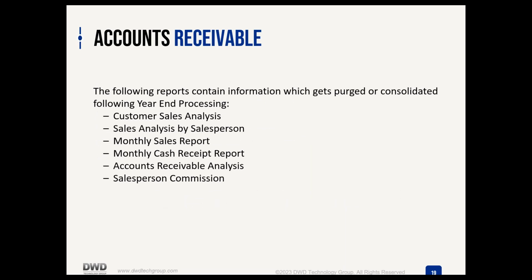These are some reports that might get clipped, if you will, once we do a period end processing, and especially at a year end processing. So the customer sales analysis reports, the sales analysis by salesperson reports, the monthly sales report, and the monthly cash receipt report. Those, again, because they have that keyword monthly in there, are viable for only the current open period. There are alternate reports that let us look at wider time spans, but we have to be careful on some of those monthly reports as to what period we're looking at and whether we are getting the information that we want, because we're in the right period or we're not in the right period.